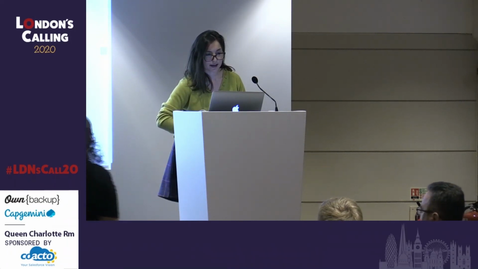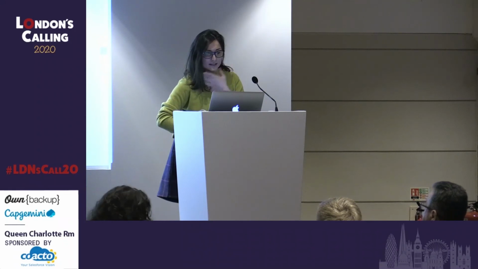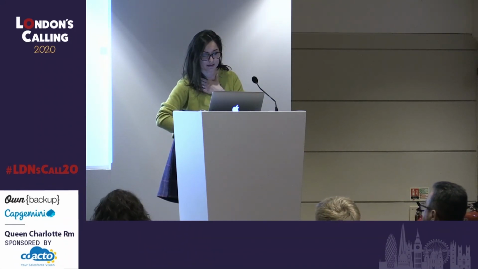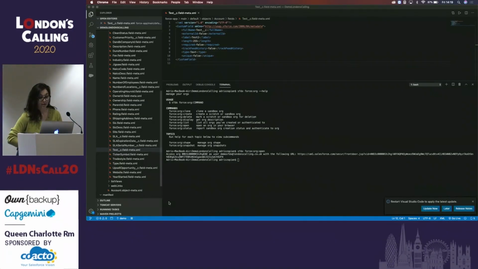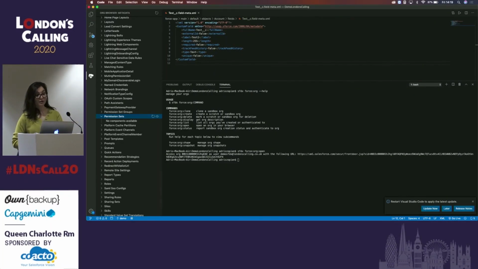So we have here everything, all custom objects, everything that is supported by the package XML is in this documentation. Also, if we go here to the org browser, we could have permission sets. Okay, there are no components available yet, but if I create a permission set, it is going to be deployed or retrieved from the org. Doesn't matter which way it's going to go.